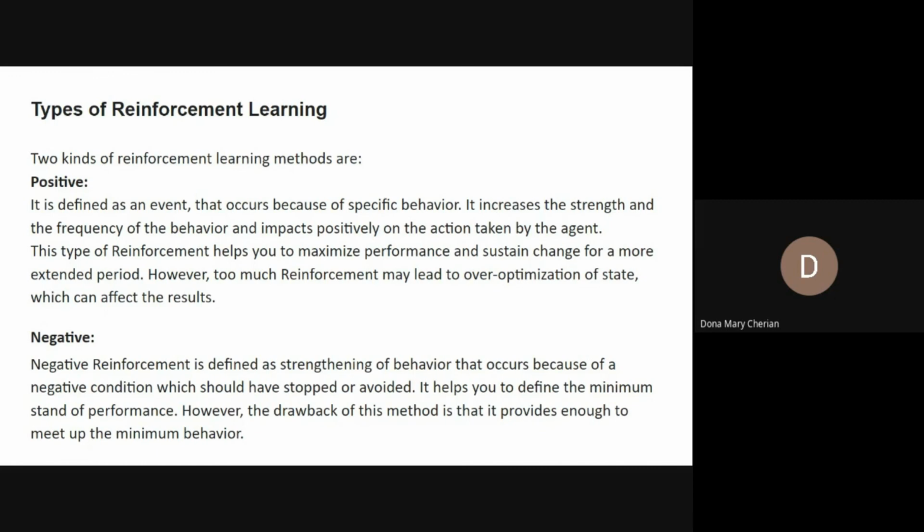And negative reinforcement learning is defined as the strengthening of behavior that occurs because of a negative condition which should have been stopped or avoided. It helps you to define the minimum standard of performance.